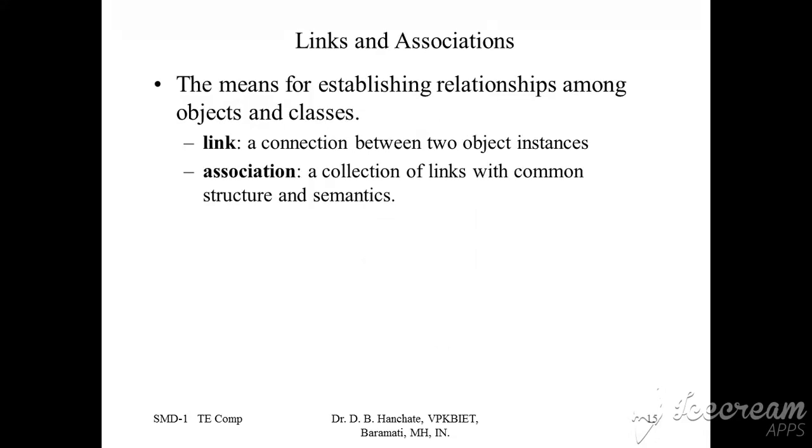And then links and associations. What is the meaning of link and association? The means for establishing the relations among the objects and classes is called by these names. A link is a connection between two objects. The instance is of the object. At t equal to 0 there is an instance, and t equal to 1 is another instance of the object. Then we should have a link between them. And association means the collection of the links with a common structure and semantics.